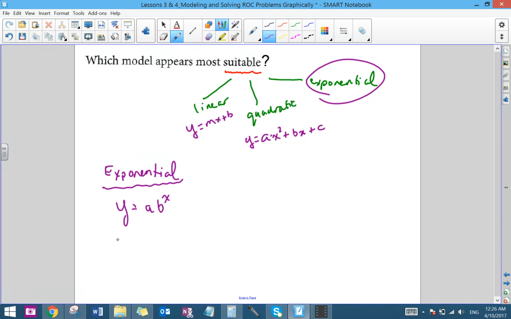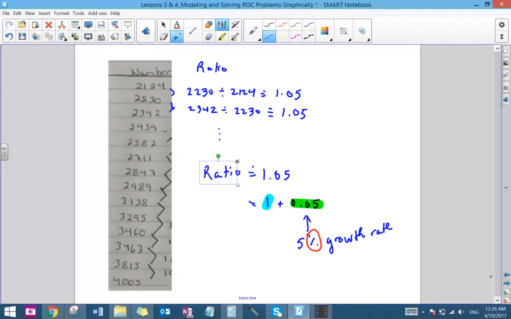So far y is going to be the number of downloads. The value of a, we don't have that at this point in time. That's the y-intercept, or the initial value. And you can see in our table that we don't have that value. This is the x column here. 2124 corresponds to an x value of 1, 2230 to an x value of 2, and so on and so forth. So we have to come about the y-intercept a little bit differently.